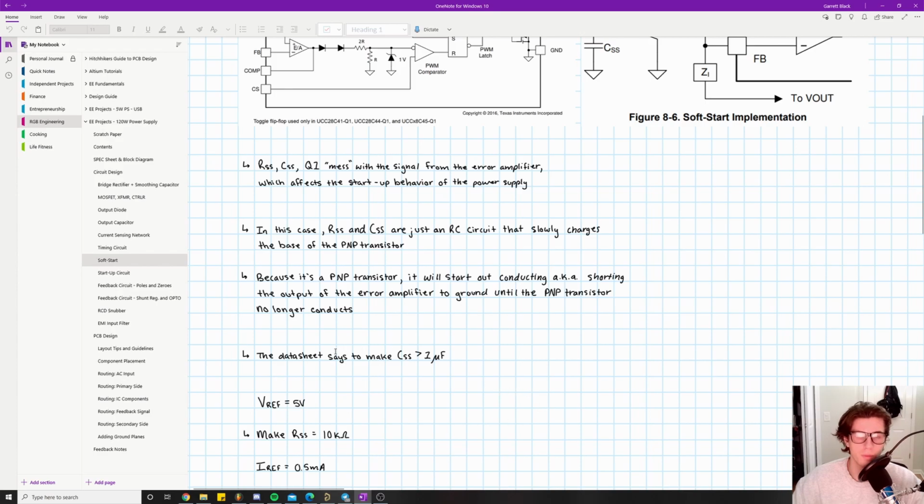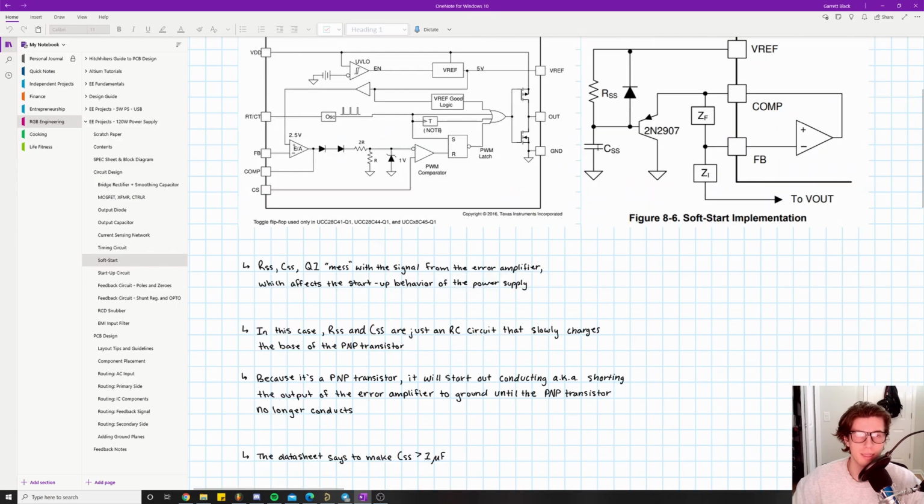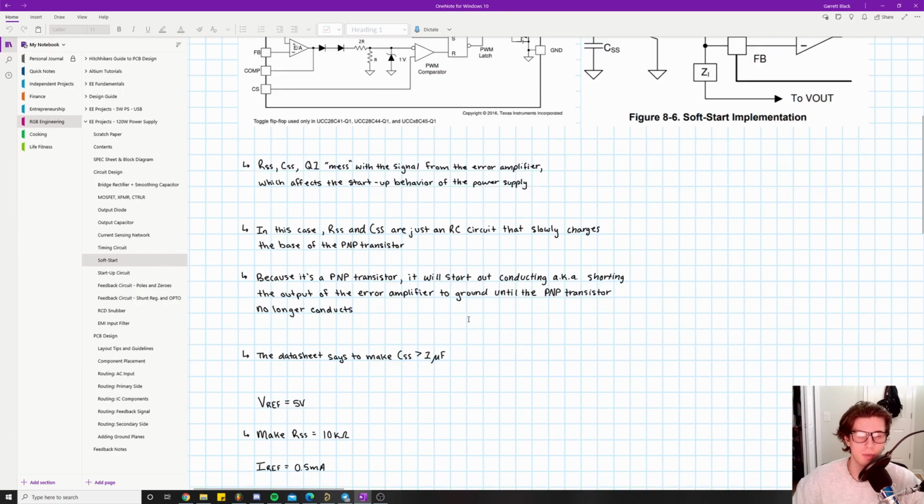So one thing, if you look at the data sheet, it says to make CSS greater than 1 microfarad. The reason we want that is because we want this to take a long time to charge, so it takes a long time to stop conducting, right? That's kind of what we're going for here, and that's the only guidance they really give in the data sheet, is to make this greater than 1 microfarad, right?